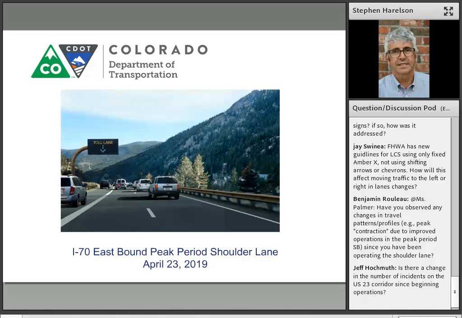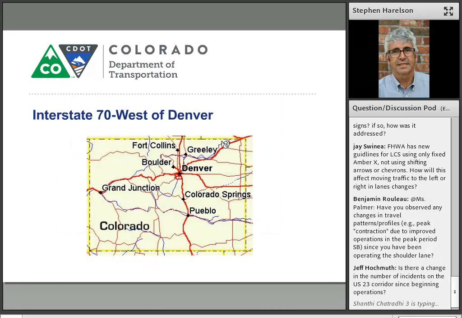Thank you. Can everybody hear me? Yes. So as we discussed, we're going to talk about the eastbound peak period shoulder lane. We've since branded it the Mountain Express Lane. All of Colorado's toll lanes are called express lanes, so I'll refer to both names as we go through, but it's the same facility.